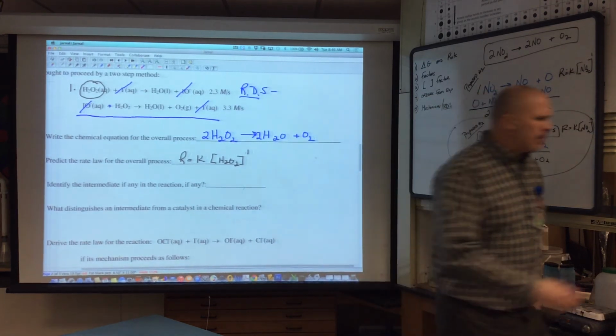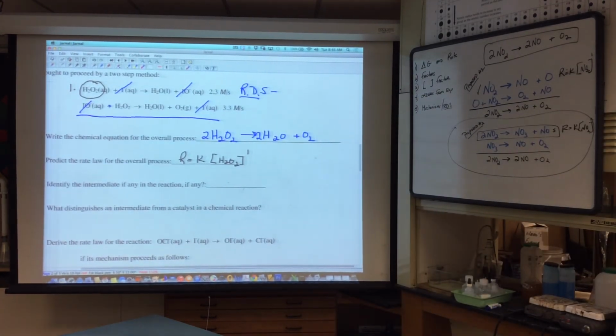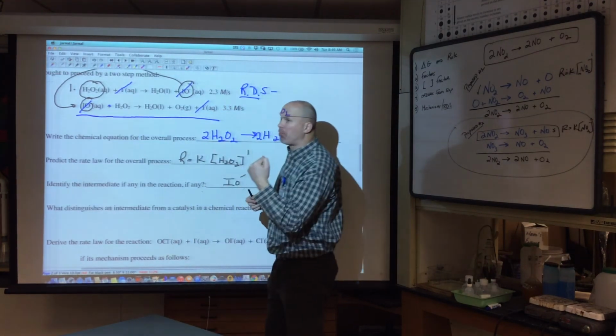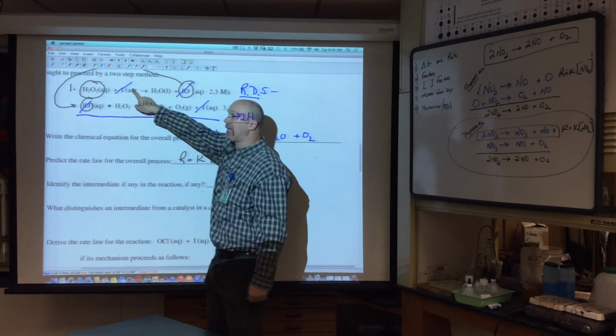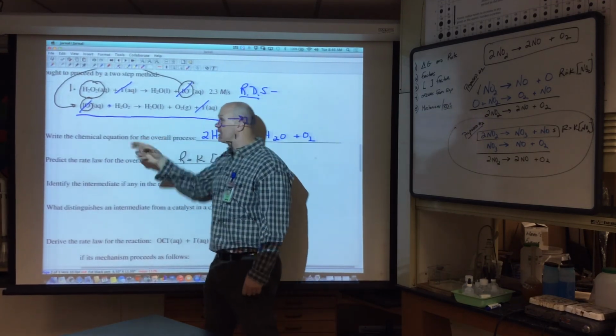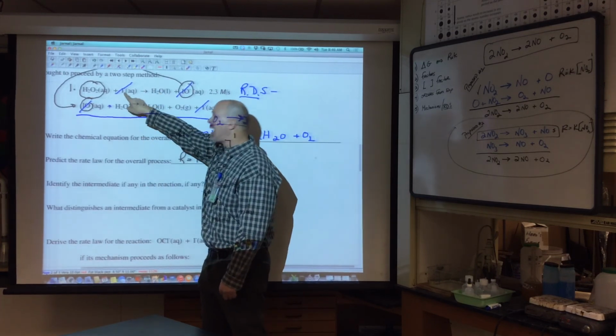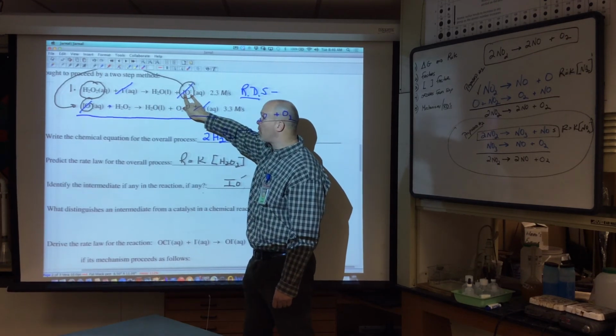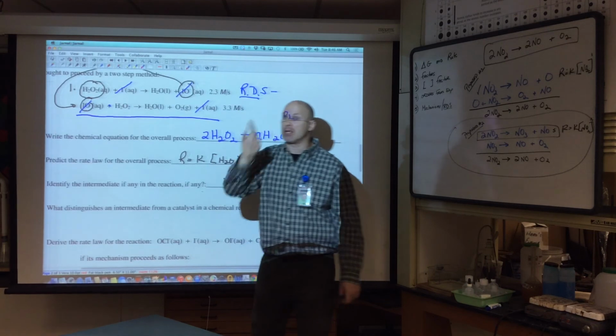Identify the intermediate, if any. Of course, we just said it was IO negative. Why? It links one step to the other. What distinguishes an intermediate from a catalyst? Well, catalysts never get consumed, so they're reproduced. But more importantly, this is really imperative, the catalyst creates this reaction mechanism. If you add another catalyst, it creates another series of steps. It starts the process. Without this catalyst, guys, do we have this intermediate? No, therefore we don't have a second step. The catalyst creates a new pathway.